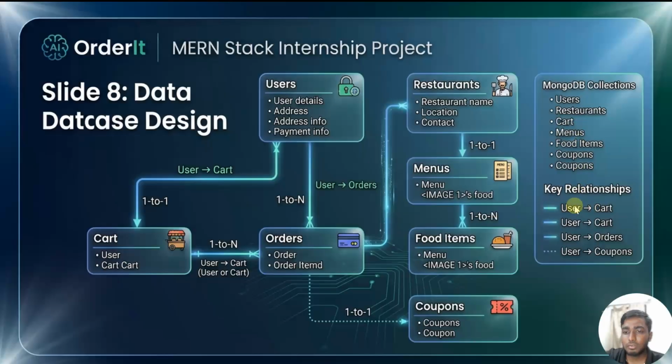And the key relation is that the user is the primary key for this database, the user is the primary key for cart, for all the things like order, coupons, restaurant, everything.